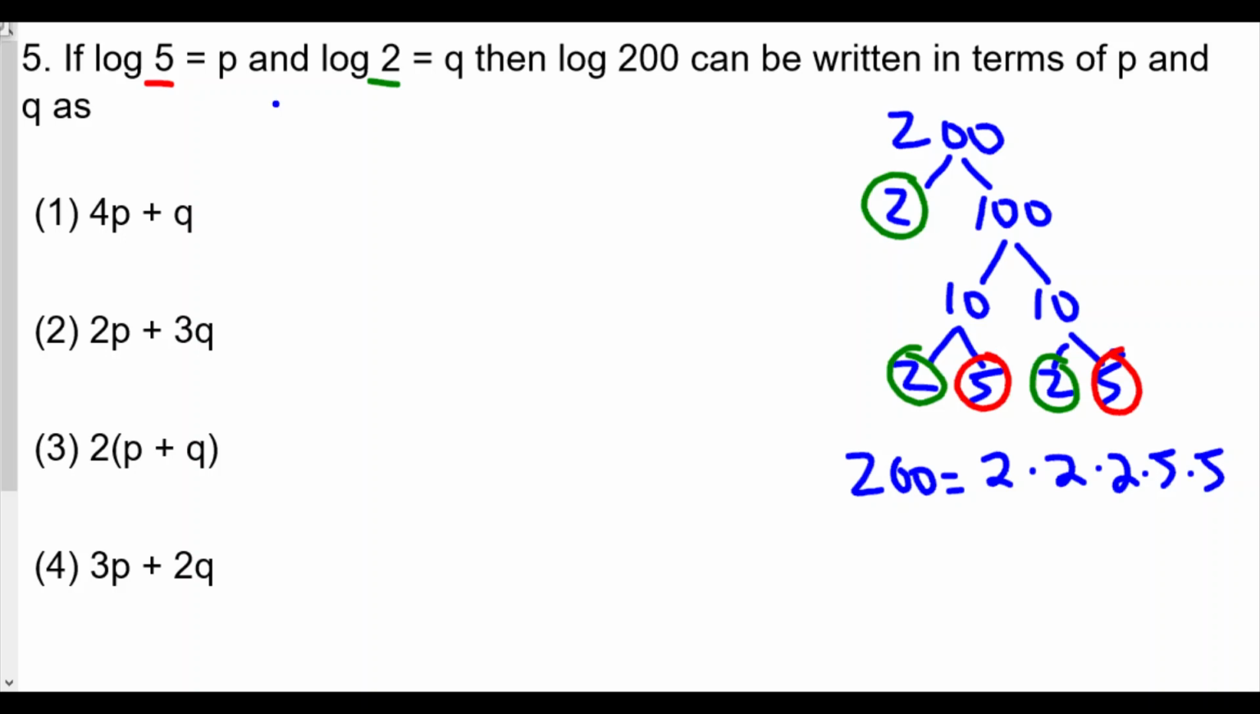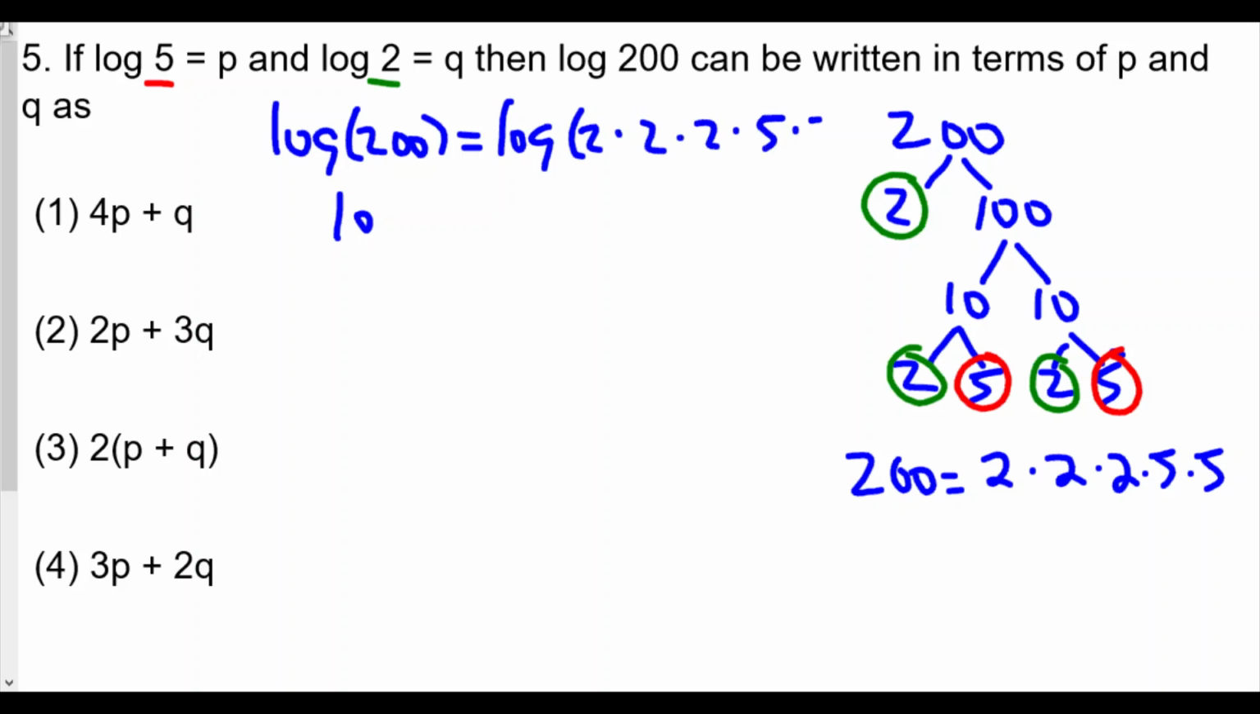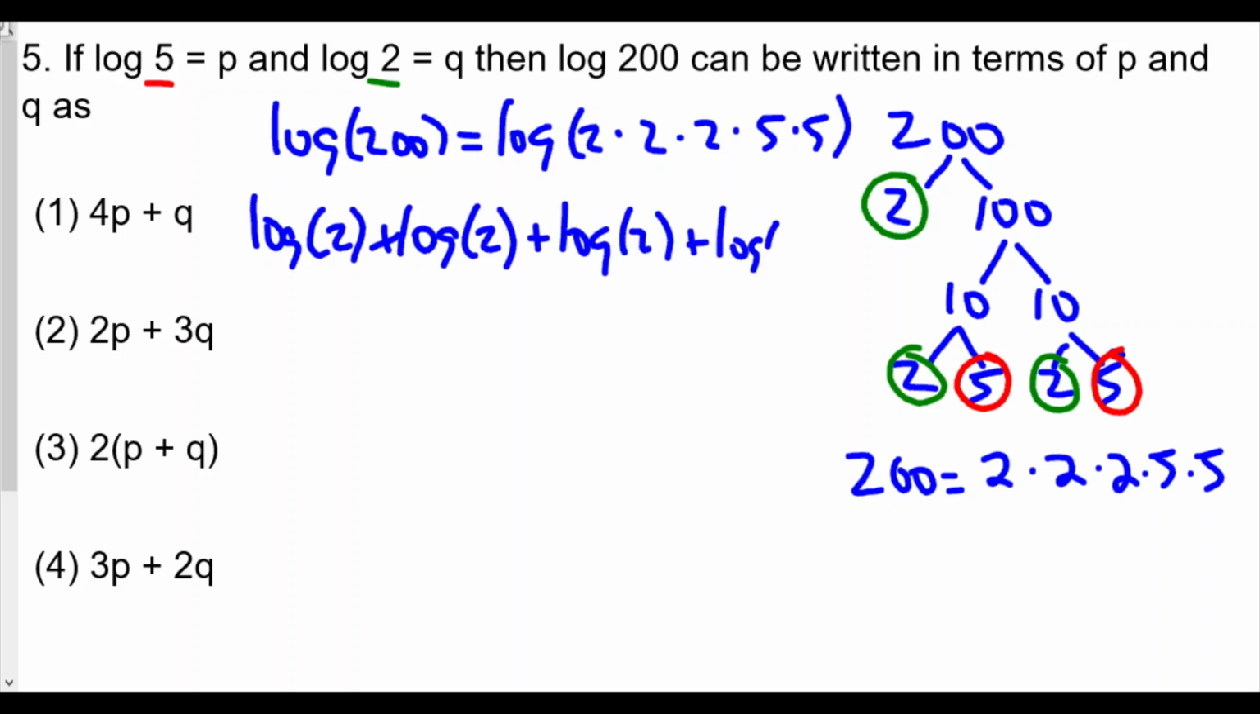which means log of 200 is equal to the log of 2 times 2 times 2 times 5 times 5, which we will then rewrite using our product rule. If we have these numbers multiplying inside the log, we can rewrite them as simple sums of logs. So log of 2 times 2 times 2 times 5 times 5 becomes log of 2 plus log of 2 plus log of 2 plus log of 5. Hopefully I fit this in. Plus log of 5. Oh, it comes crashing into that tree.